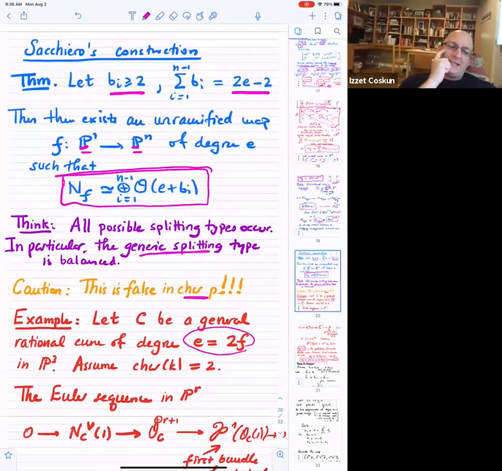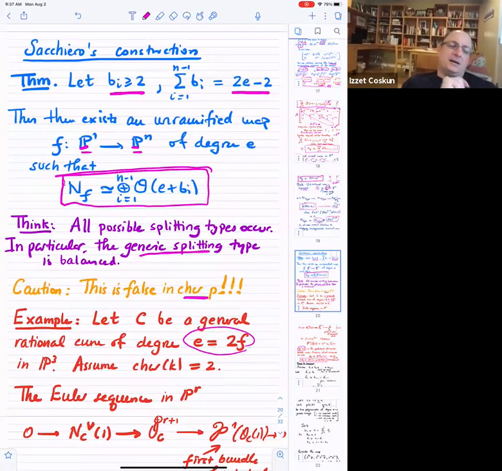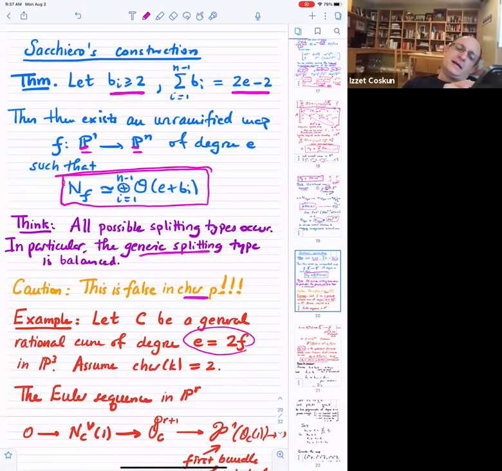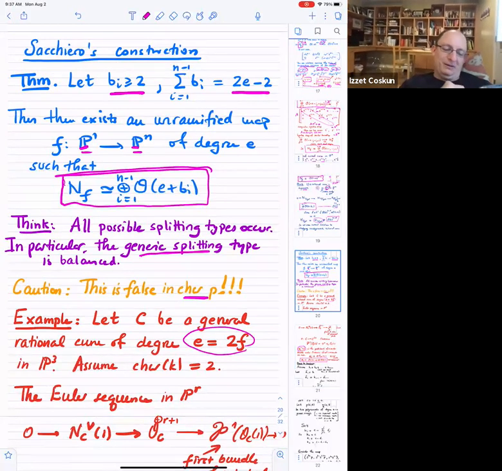So as I said, when I'm saying this, I'm either in characteristic 0 or my characteristic is large enough so that this calculation is applicable. Okay.